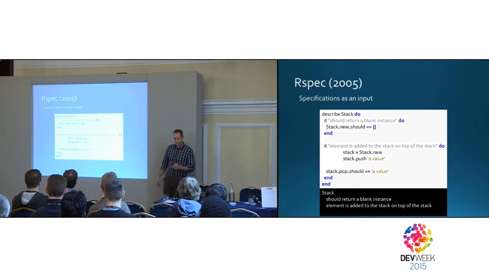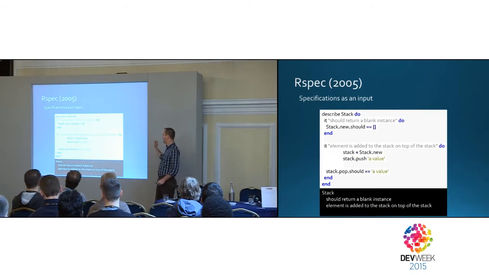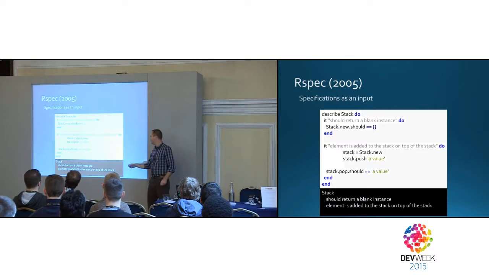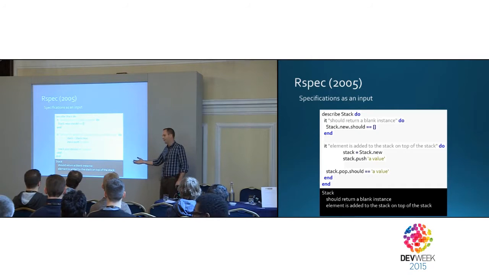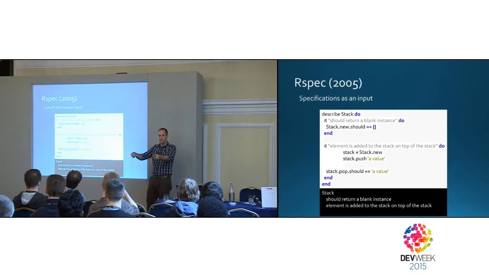What's nice about this form of doing it, which looks like a backwards unit test, is that when I run that test, I get the following output. Stack should return a blank instance. Stack element added to the stack on top of the stack. This is user readable. Not writable, but readable. I can go to my product definition guy, show him that list, and say, this is what you meant stack to do? And he'll say yes, or say no, I didn't mean for that to happen that way.